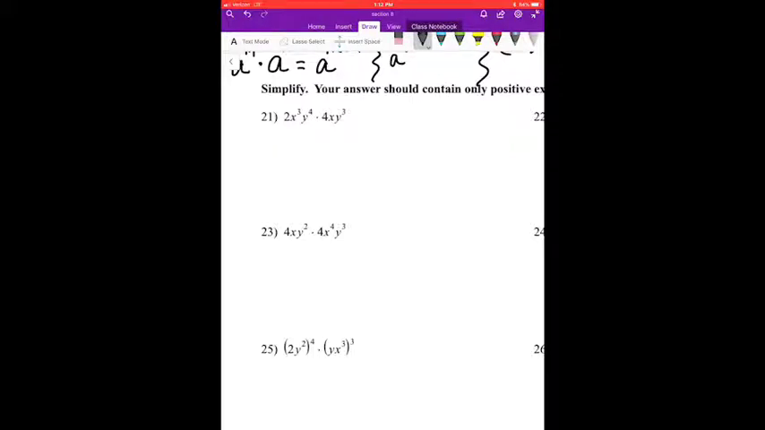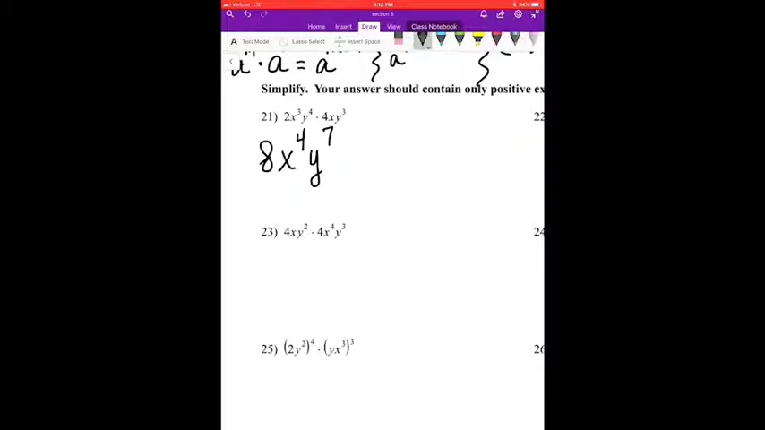Let's look at 21. I'm multiplying these two things together. Coefficients, can't I do 2 times 4 and get 8? What's x cubed times x to the first? X to the fourth. What's y fourth times y cubed? Y to the seventh. That's all you're doing there.